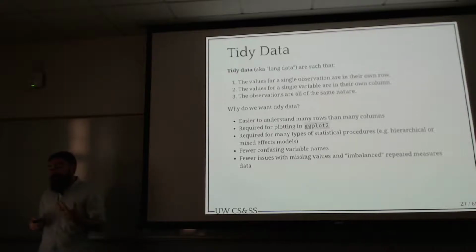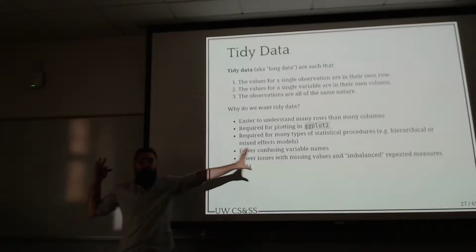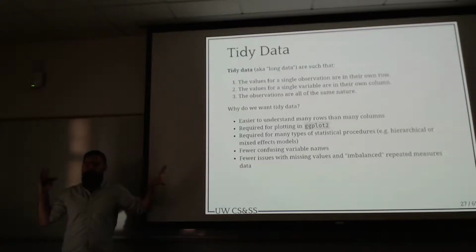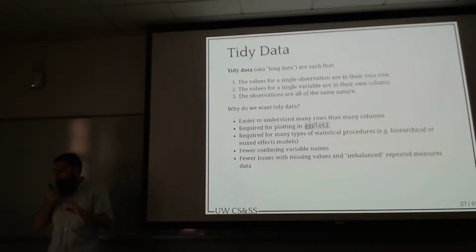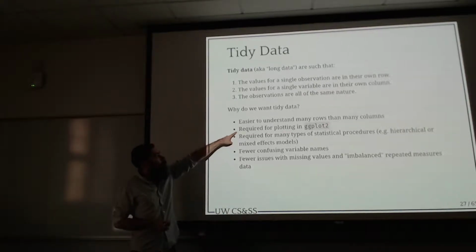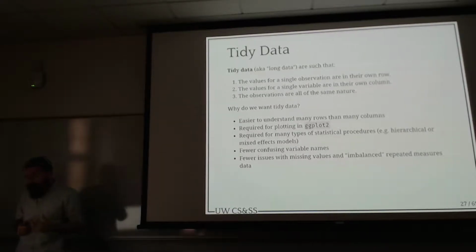One of the big ones is that it's a lot easier to understand data that has many, many rows and few columns than many, many columns and few rows. We are really good at looking at things vertically, but when things start expanding way out, it gets really awkward. And it's just honestly because of the way we're used to using technology, we're always working with long things, okay? It's also required for plotting in ggplot, so philosophical, purely technical. ggplot expects you to have long data.